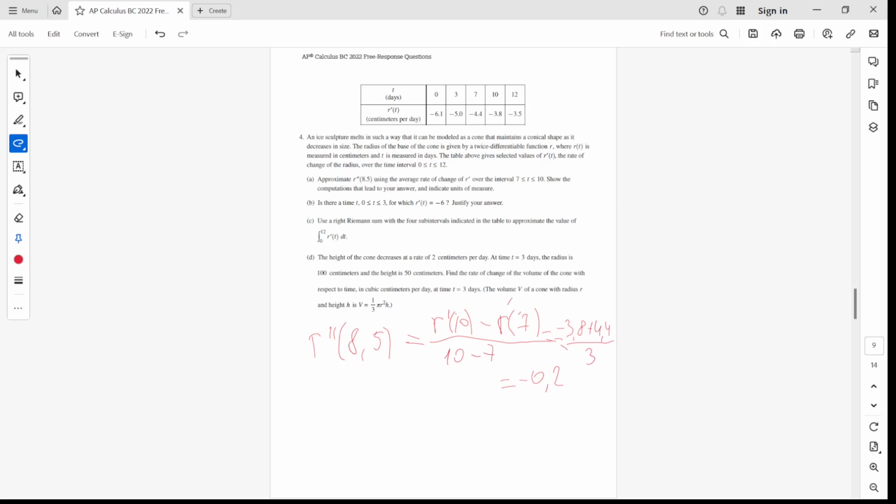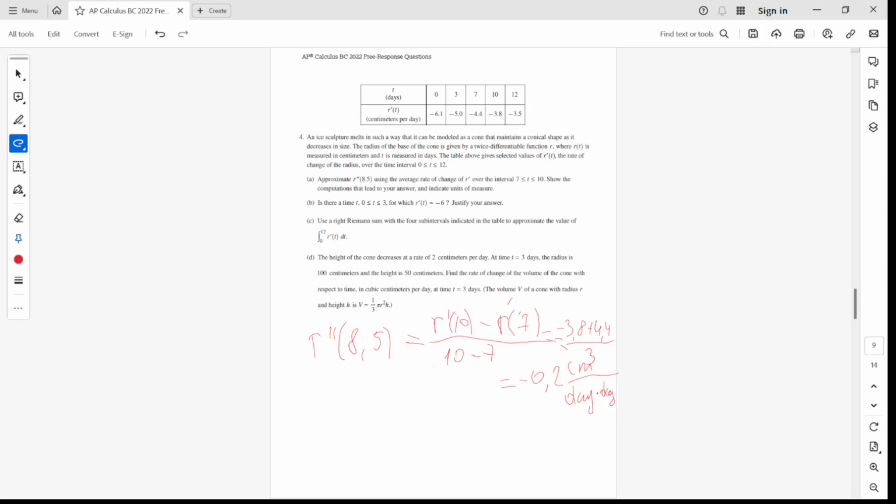They also ask for units. So the units of the derivative is centimeters per day, but we are calculating a derivative of the derivative, so it would be centimeters per day, and this is the double derivative, so it's per day again, or centimeters per day squared. You can say it like this.